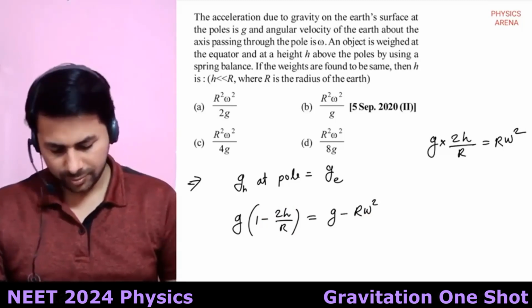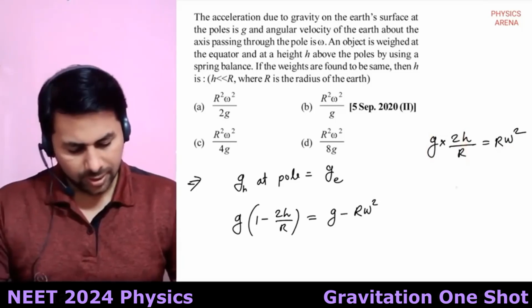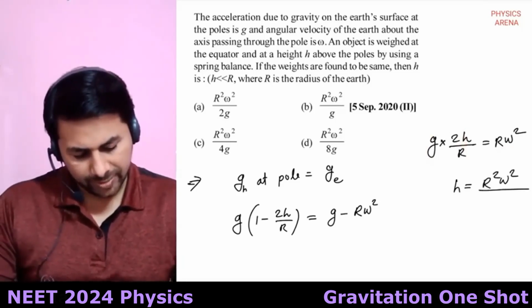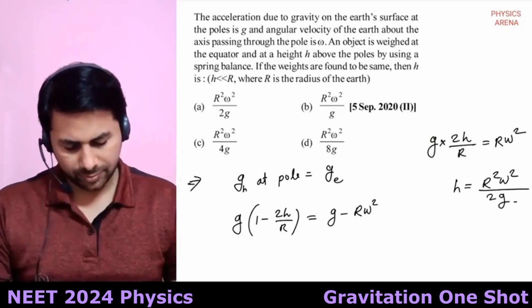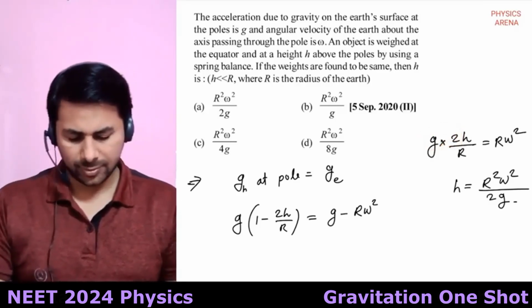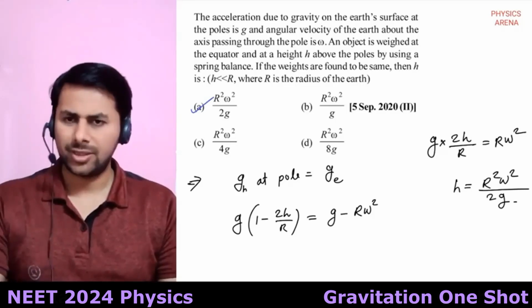And therefore take these things on the other side. So h is equal to R square omega square divided by 2g, right? Option A. So this is also simple.